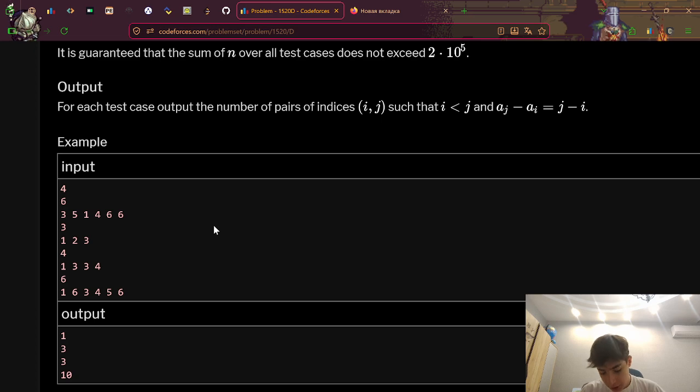If aj minus ae equals j minus e, then aj minus j is going to be ae minus e. Mainly right. I missed again. Sorry.